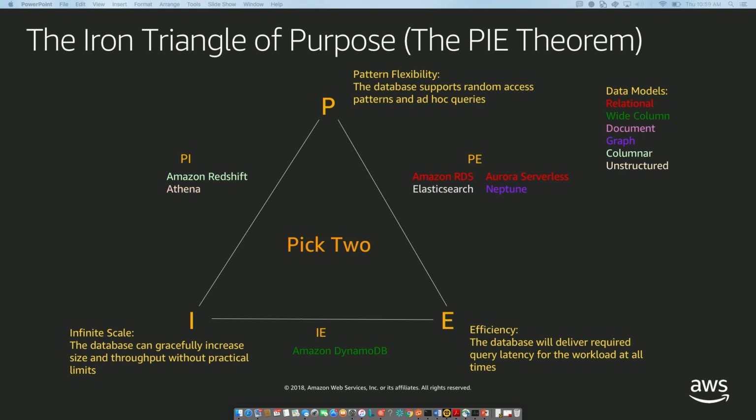If you want efficiency, where the database will deliver required query latency for the workload at all times, or you want infinite scale, if you choose between these two, Amazon DynamoDB might be your right choice, right? It gives you eventual consistency, and it allows you infinite scale. If you want pattern flexibility and infinite scale, which is the sweet spot of a relational database versus infinite scale, then Redshift and Athena might be your right choice. So based on what two of the three things you need, you can choose the right AWS service for your workload.